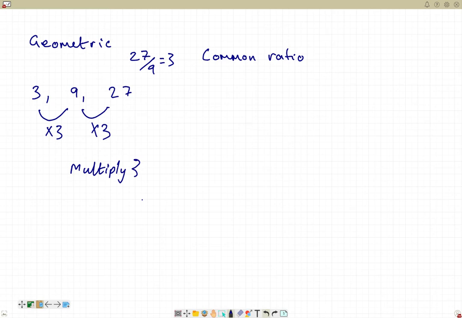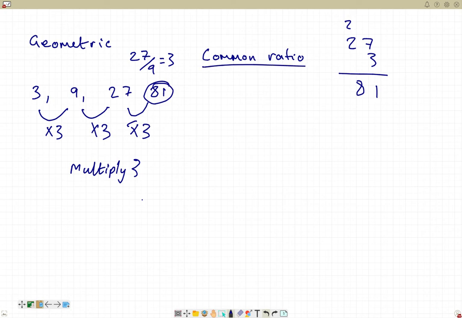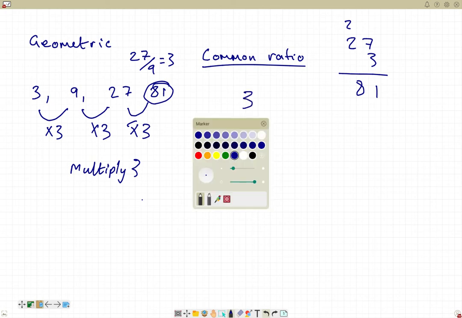Okay, so to get the next term, all I need to do, times by 3 again. 27 multiplied by 3. 7 times 3 is 21. Carry the 2. 2 times 3 is 6. 81. So that gives me 81. Okay. So the common ratio here in this sequence was 3. Okay. Let's try another example.